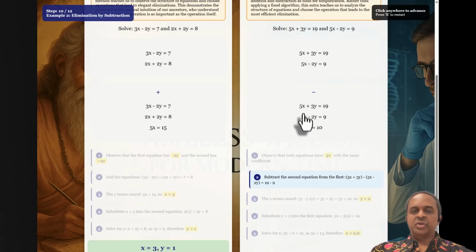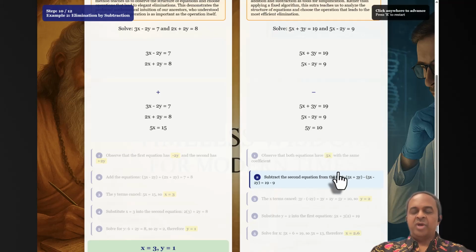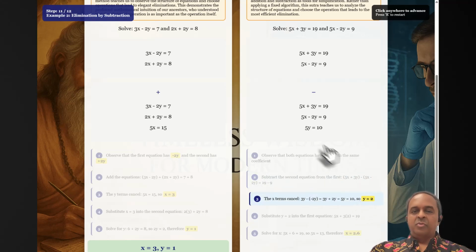So 5x goes away. And what happens? 3y minus 2y... that becomes plus, so 5y, 19 minus 9, 10. So what is y? y equal to 5, right? Sorry, y equal to 2. So 5y equal to 10, so y equal to 2, right?